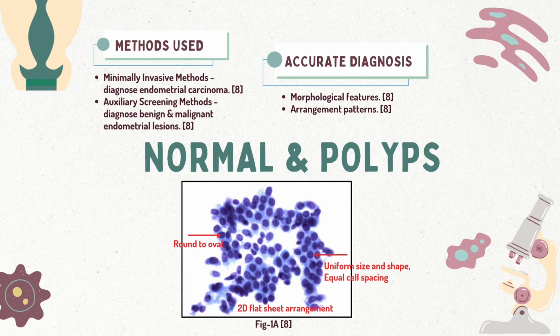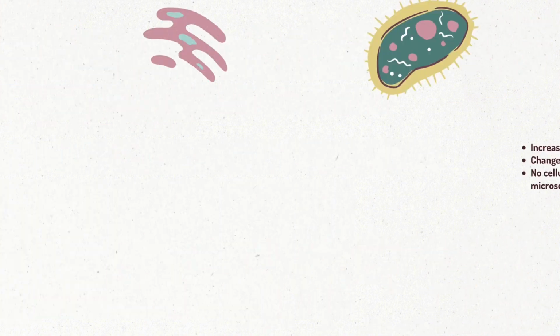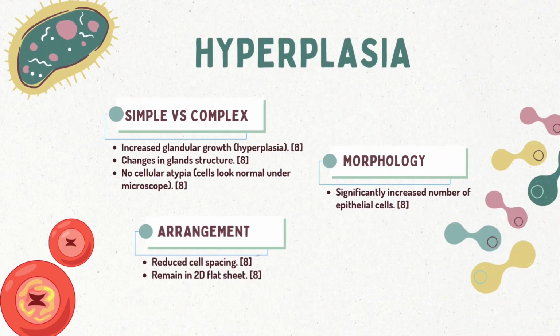In this study, we found that the criteria for the normal glandular epithelial cells and the endometrial polyps were similar, which were round and oval with the same size and equal cell spacing, evenly distributed with obvious two-dimensional flat sheet arrangement. For hyperplasia cells, both simple and complex hyperplasia of endometrium showed obvious hyperplasia of glands. Even though the structure of glands changes, the cells look normal under a microscope. In this study, we found that the morphological characteristics of endometrial hyperplasia cells were still similar, although the number of epithelial cells was significantly increased and the cell spacing was significantly reduced, and they were still arranged in a 2D flat shape.